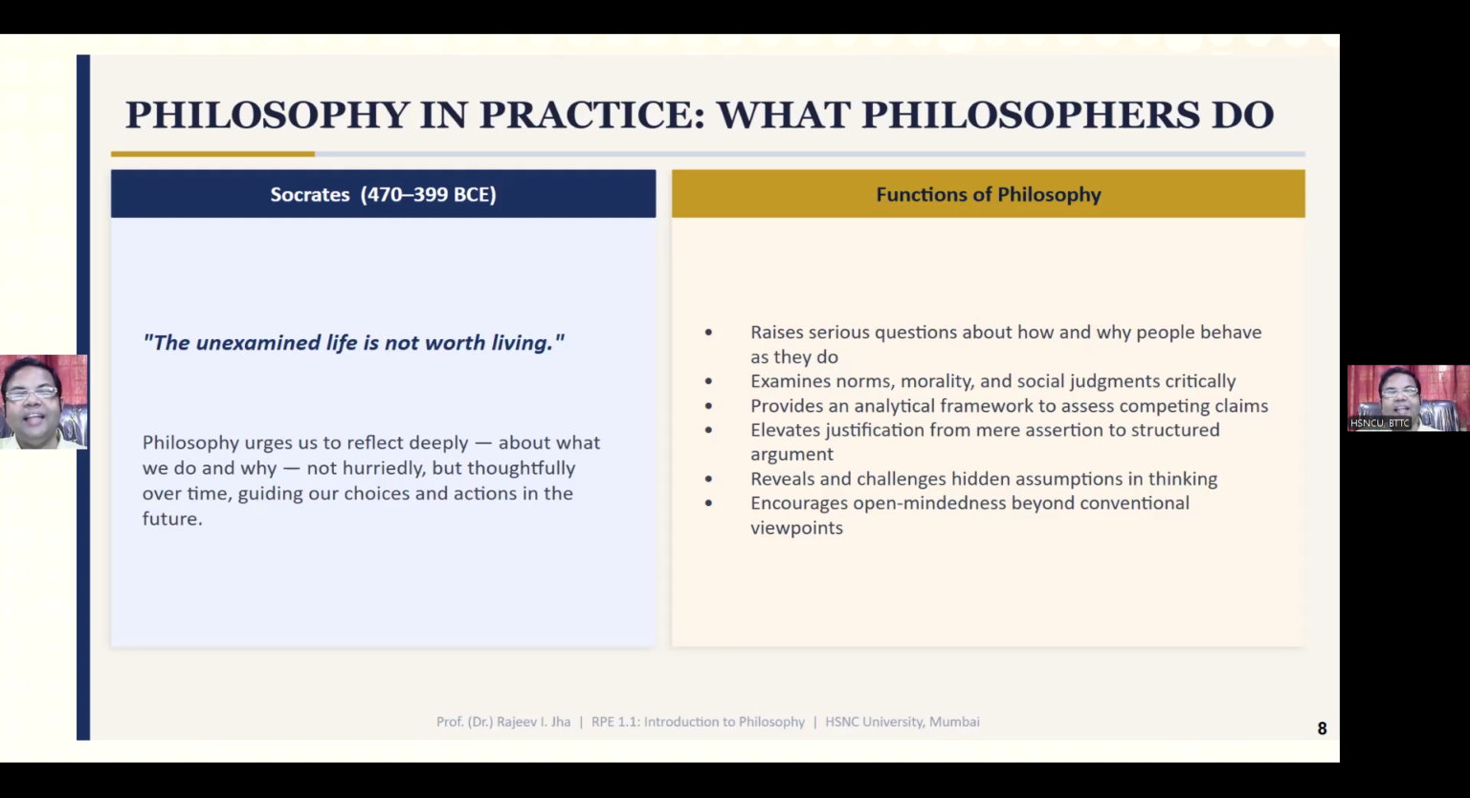Norms, morality, and judgments form the core of philosophical discourse. In modern societies, and this is directly relevant to research ethics, philosophical reflection is what enables us to ask whether a research methodology, a publication practice, or a peer review process is truly fair. Without philosophy, ethics becomes mere compliance. With philosophy, it becomes genuine inquiry.